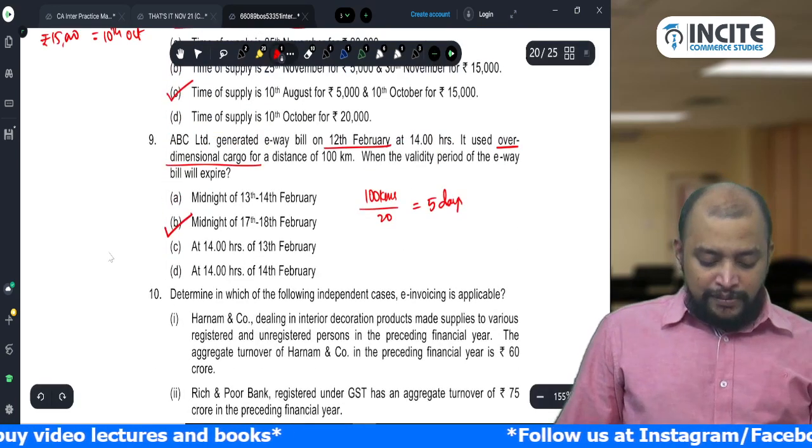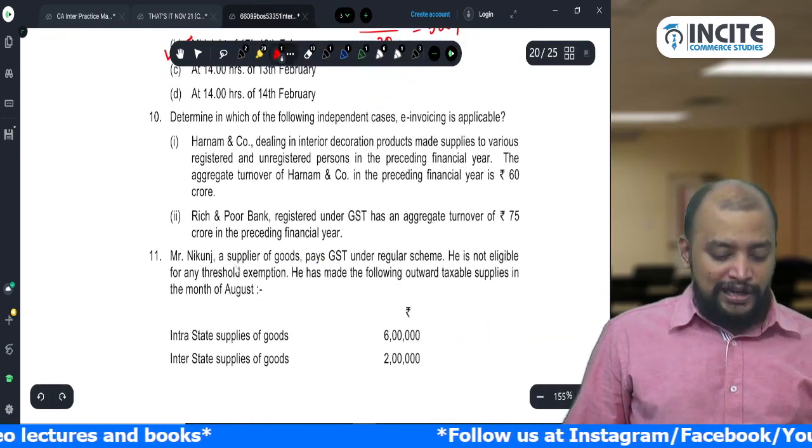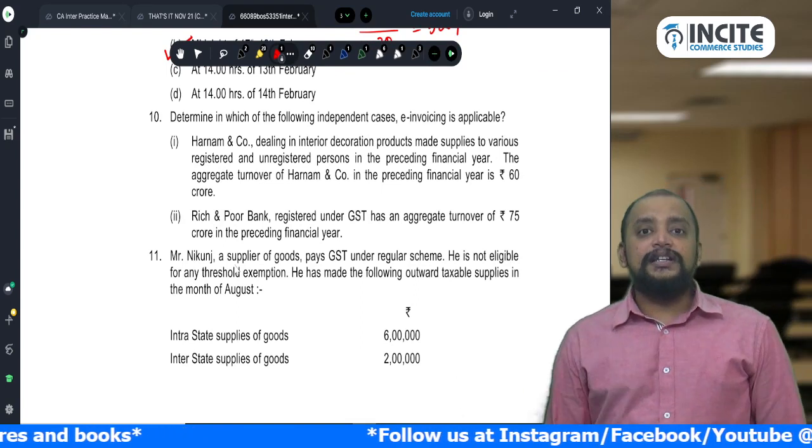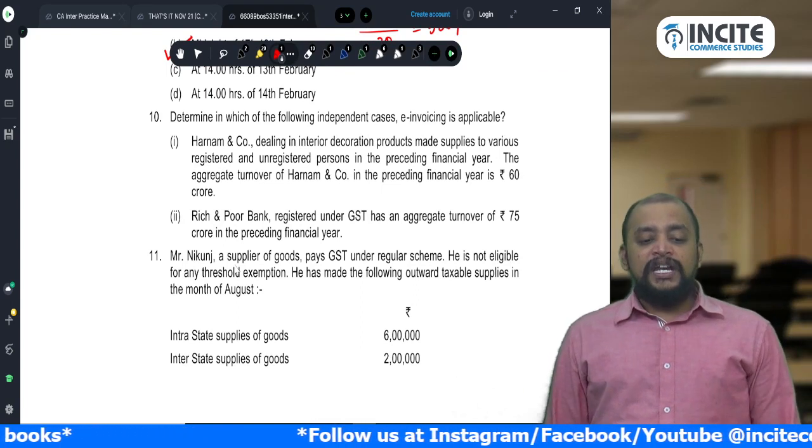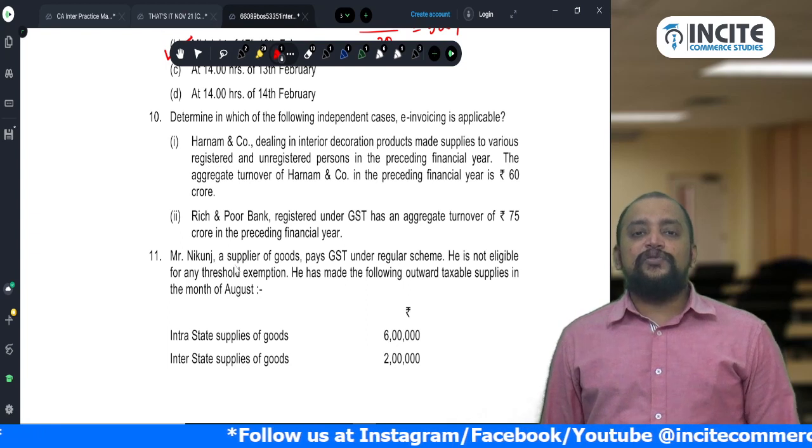So up to question number 9 is MCQ. Now question number 10 onwards is the descriptive part. Determine in which of the following independent cases e-invoicing is applicable.